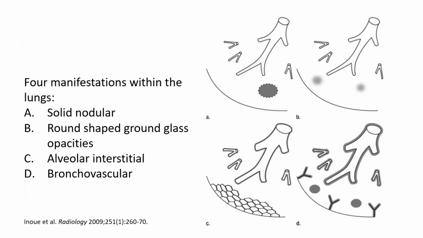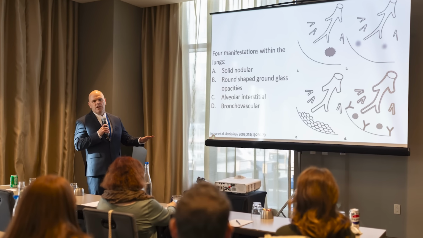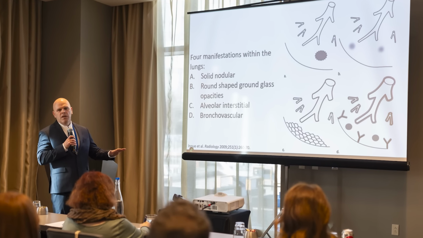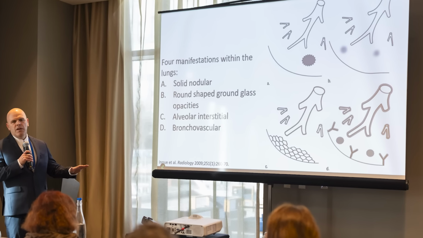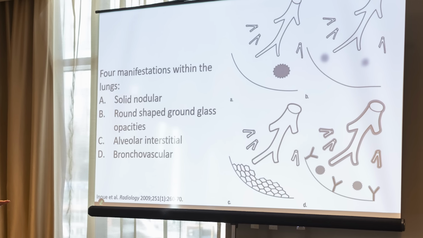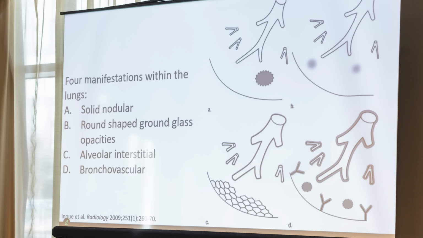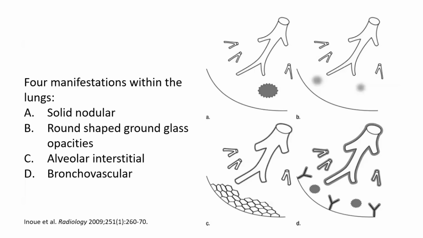There are four basic ways that it can affect the lungs, which are shown here. It can cause these solid nodular appearances. That's shown in A. If you imagine the white area is the parenchyma of the lungs, and then you see some airways and blood vessels, you see this solid mass there right in the lungs. And this can sometimes be confused with cancers, like a lung cancer.